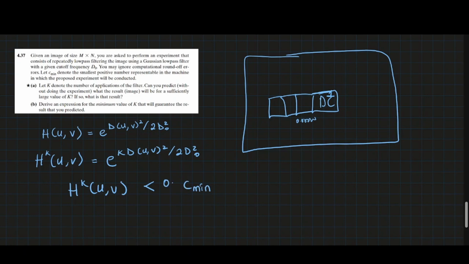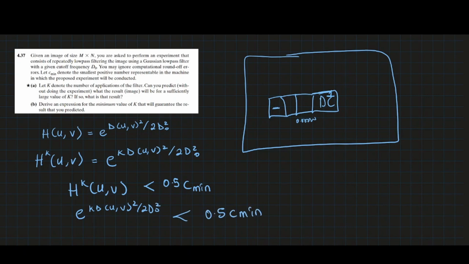We're going to add 0.5 instead of just c-min, to make sure that the frequency of the non-DC components are pushed below the smallest representable number. So it's kind of like just a safety margin, a stricter safety margin. So now we're basically just going to solve e to the power of negative k D(u,v) squared over 2D naught squared less than 0.5 c-min.